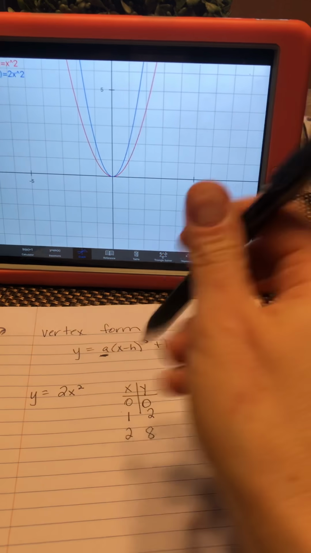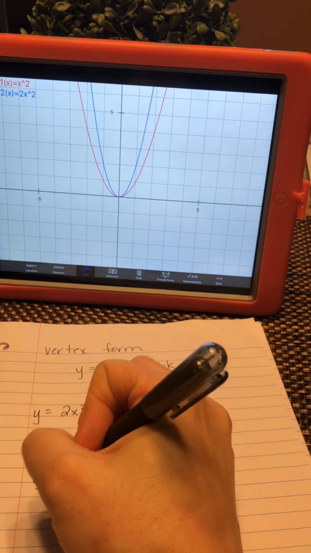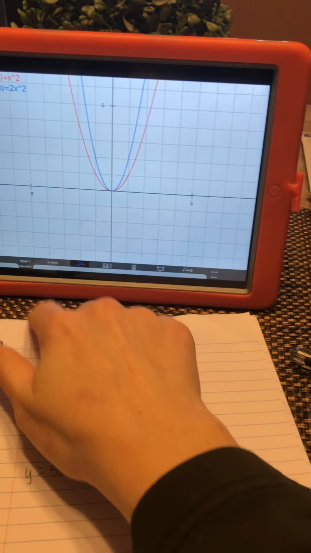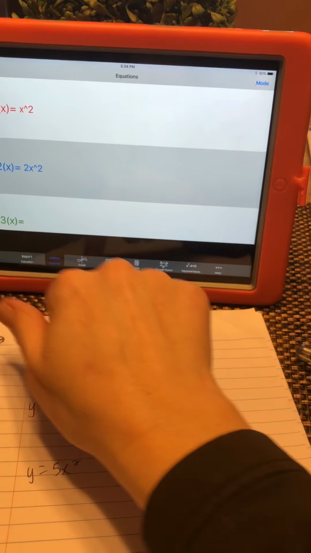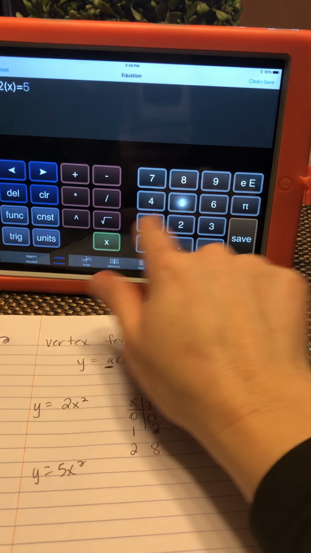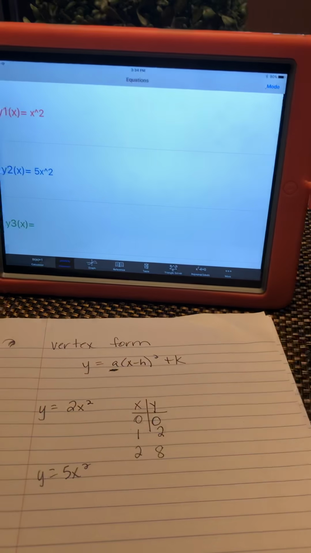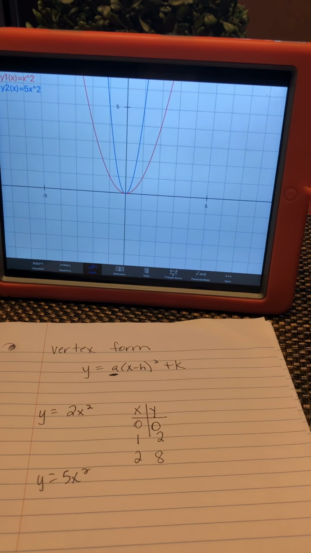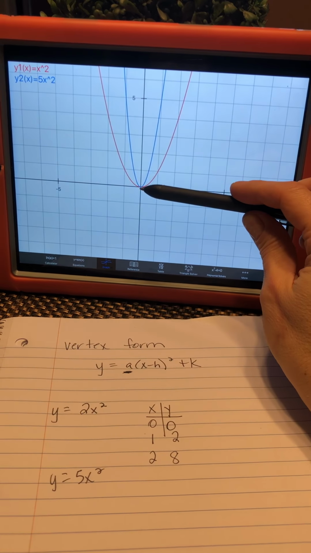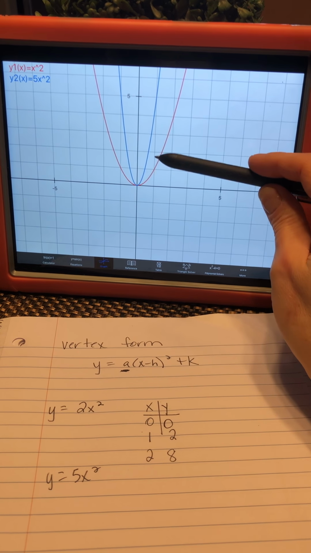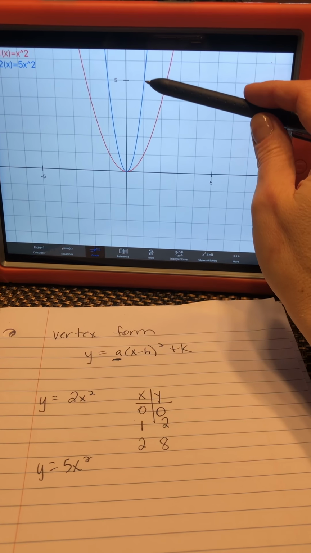So what would happen if I would say y equals 5x squared? So I'll put this in, I'll change the blue one. So 5x squared. So it's going to be even skinnier, and then from this vertex we go over 1 and up 5.